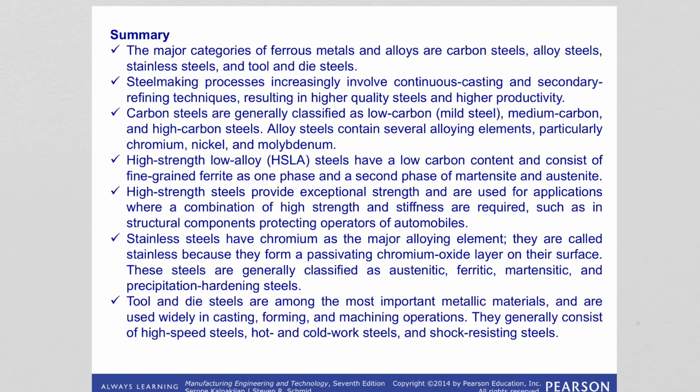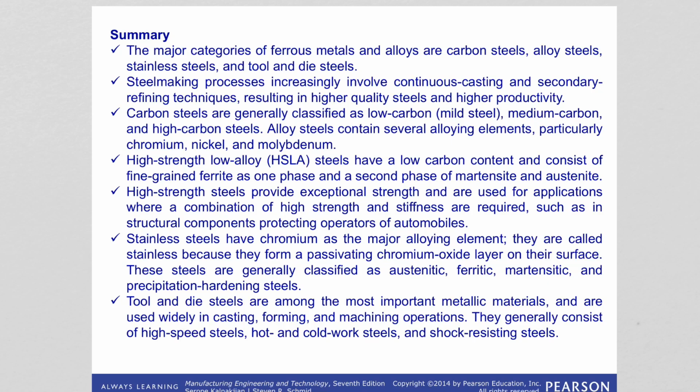Stainless steels, the main characteristic of stainless steels is their high chromium content, and because it forms a chromium oxide as a protection layer, it prevents corrosion. And we also classified the stainless steels: austenitic, ferritic, martensitic, and precipitation hardened steels.